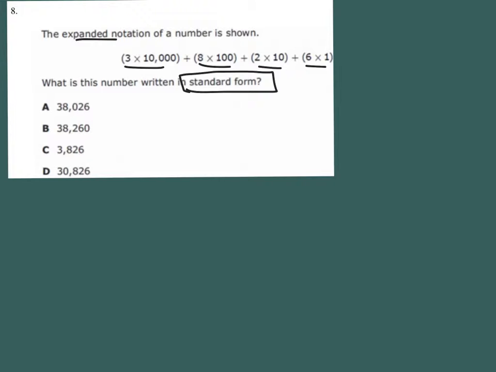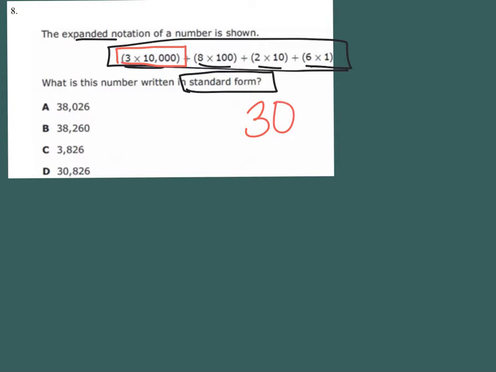That's right. Standard form is just the number with the digits and the comma. So it's just the actual number itself. The expanded notation that they have given us tells us what place value each of those numbers are in. So what I have to do is exactly what it says. So let's do what it tells me to do. How much is 3? So let's look at the first one. How much is 3 times 10,000? You're right. It's 30,000. So I'm going to write 30,000. What's next?